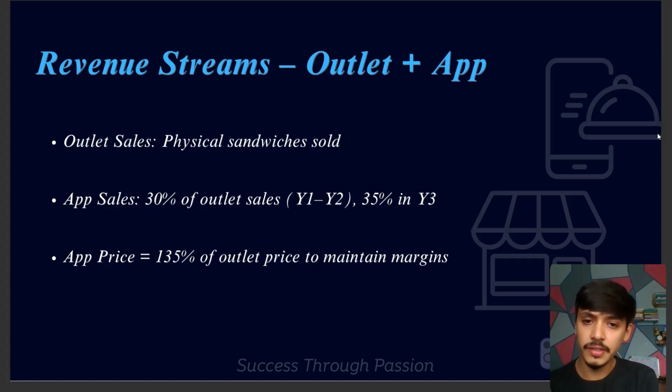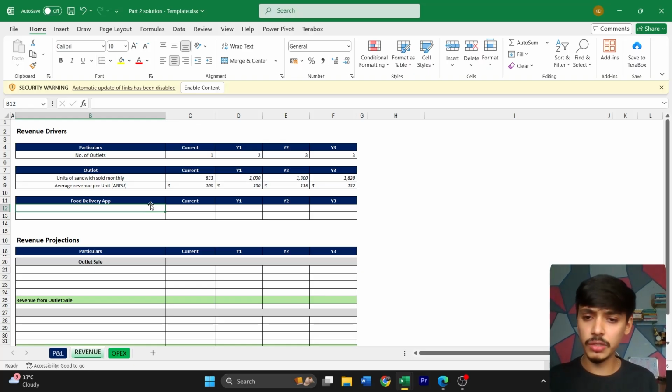For the outlet sales, physical sandwiches are sold. So people are coming into our outlet, buying sandwiches and having them in the outlet or taking them away. Now for the app sales, it is written that it is 30% of the outlet sales for year one and year two, and it increases to 35% in year three. We will now model this. So in the assumption we saw that the year one and year two numbers are 30% of what is sold in the outlet. So if the outlet is selling 10 sandwiches on a daily basis, on the food delivery app we are doing 3 sales, that is 30%. So we will take this matrix and paste it over here.